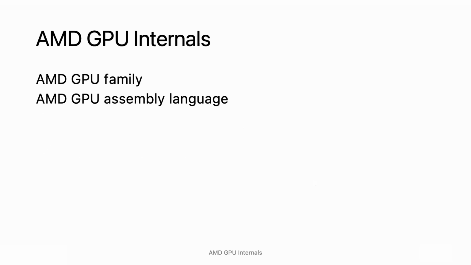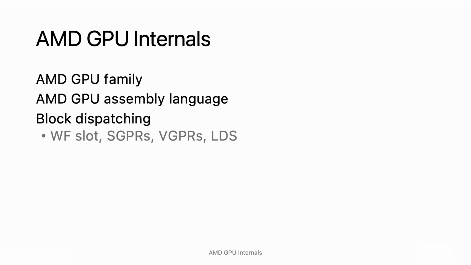In the third video, we talked about block dispatching. We talked about the wavefront slots. We talked about the scalar register and vector register resources, and also LDS resources. We talked about in what case one wavefront and one block can be executed in one compute unit.